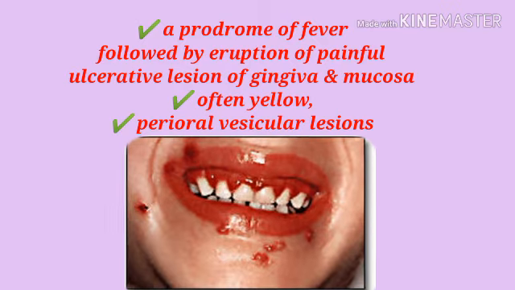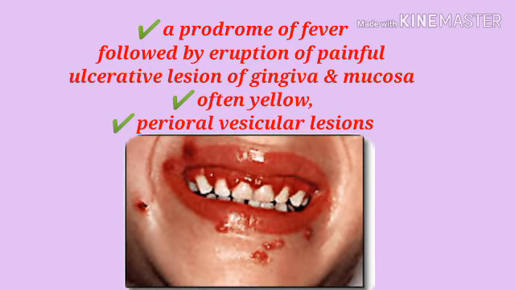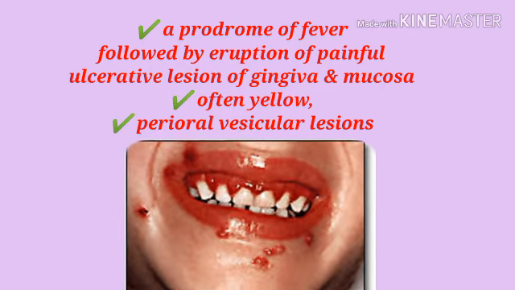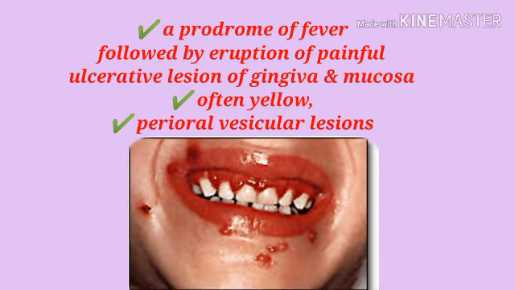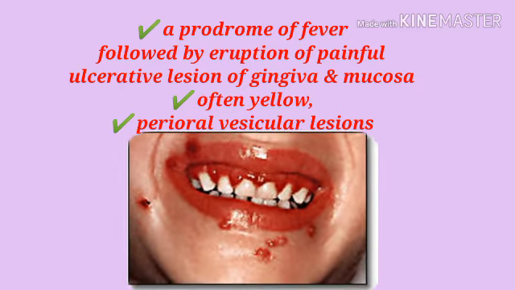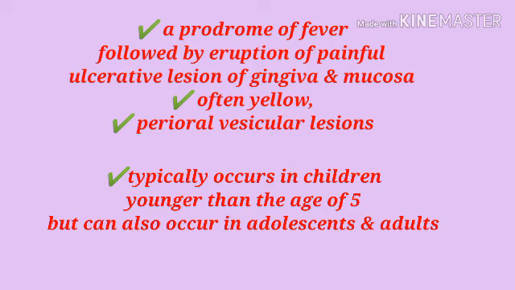Primary herpetic gingivostomatitis is a condition characterized by a prodrome of fever followed by eruption of painful ulcerative lesions of the gingiva and mucosa, and often yellow perioral vesicular lesions. It typically occurs in children younger than the age of 5 but can also occur in adolescents and adults. So, our answer is A, 1 to 5 years.